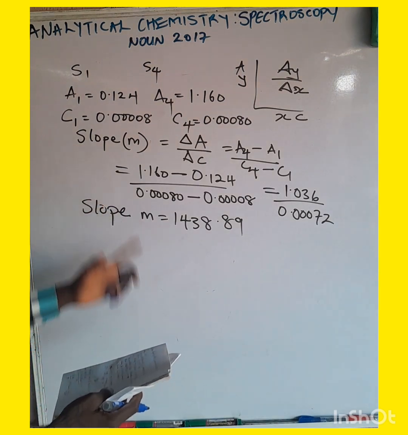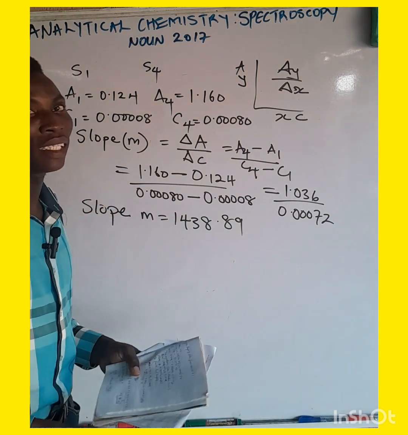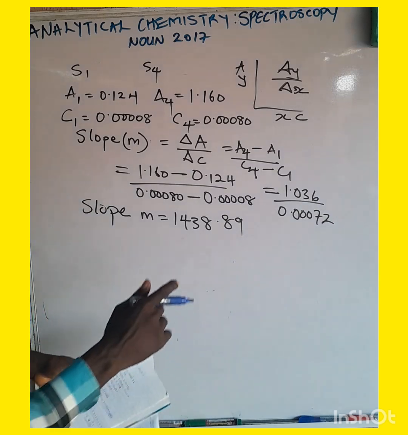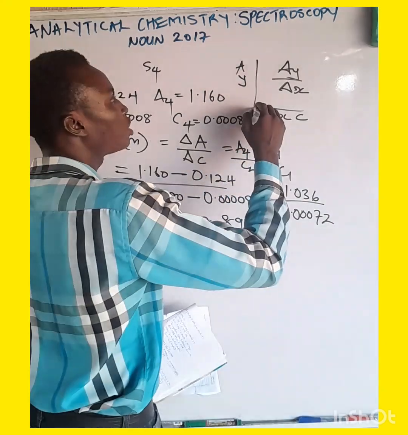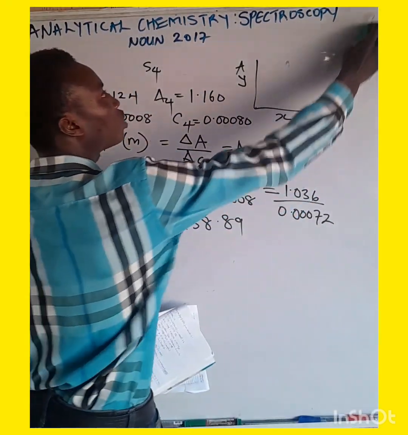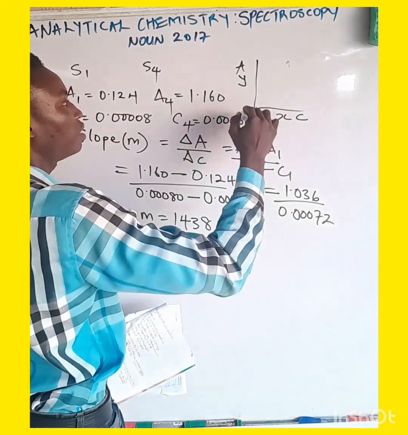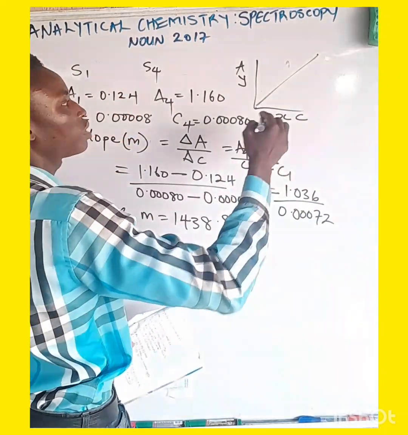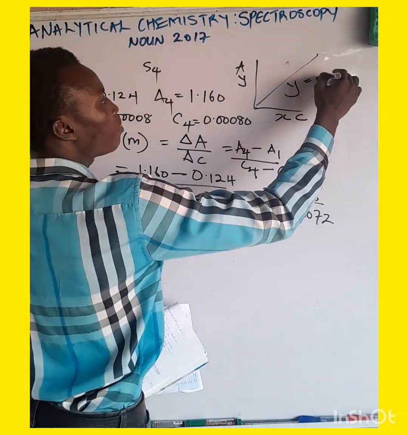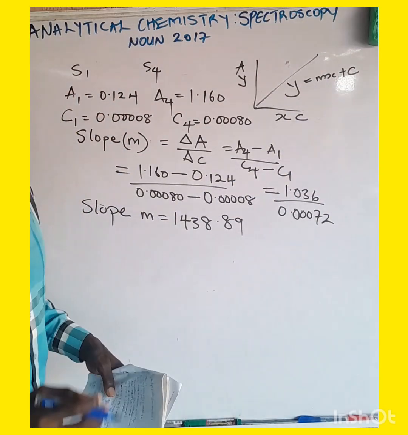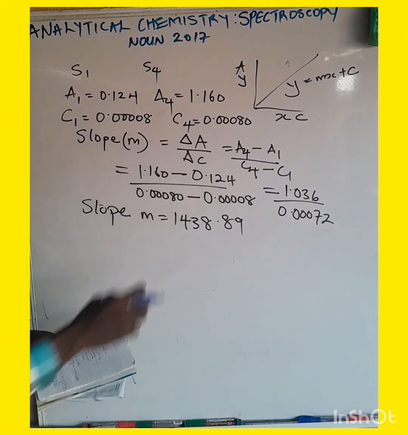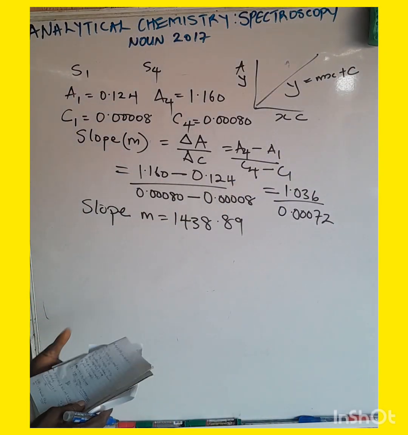So what do we want to calculate next? We are going to use the equation for the standard one, taking it from the equation of a straight line. Remember, you were taught in secondary school back then that there is what we call the equation of a straight line, which is y equals mx plus c. That is the equation of a straight line. So the same thing will also repeat itself in this place as well.